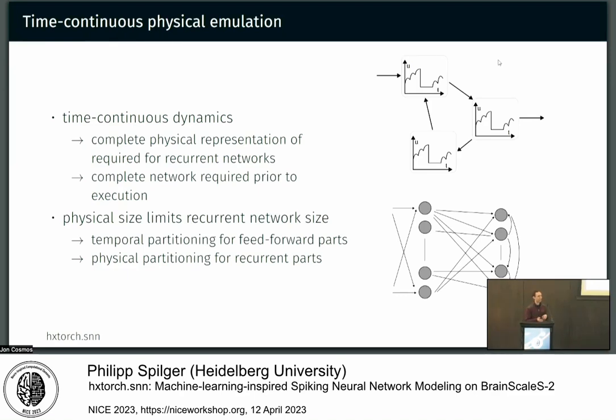And this also means that the physical size of the hardware limits the recurrent network size, and we can mitigate this in part by either temporal or physical partitioning, which you can see here on the right-hand side. When we have feed-forward connections, we can temporally partition just by executing one thing after the other. And when we have recurrent connections, such as in the output layer here, we have to physically partition them onto multiple chips which run concurrently and interface them somehow in network emulation real time.